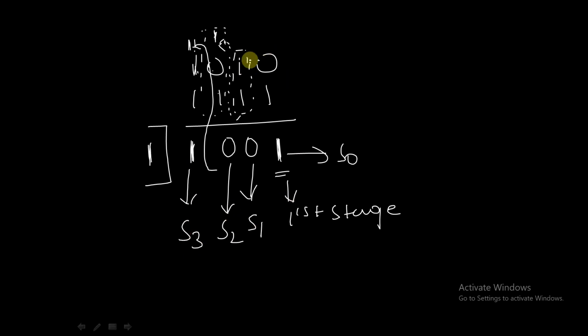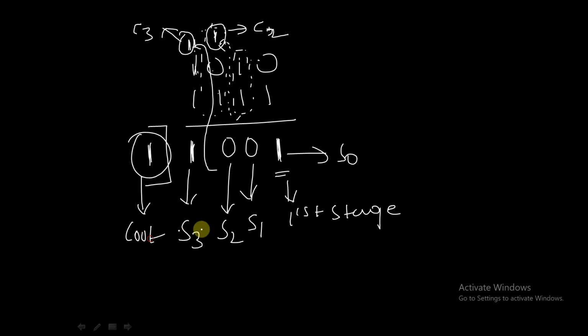The carry which was generated in the second stage is, let's denote it as c2 because it was generated in the second stage, and this is the third stage carry, let's say c3, and this is the final carry out, c out.